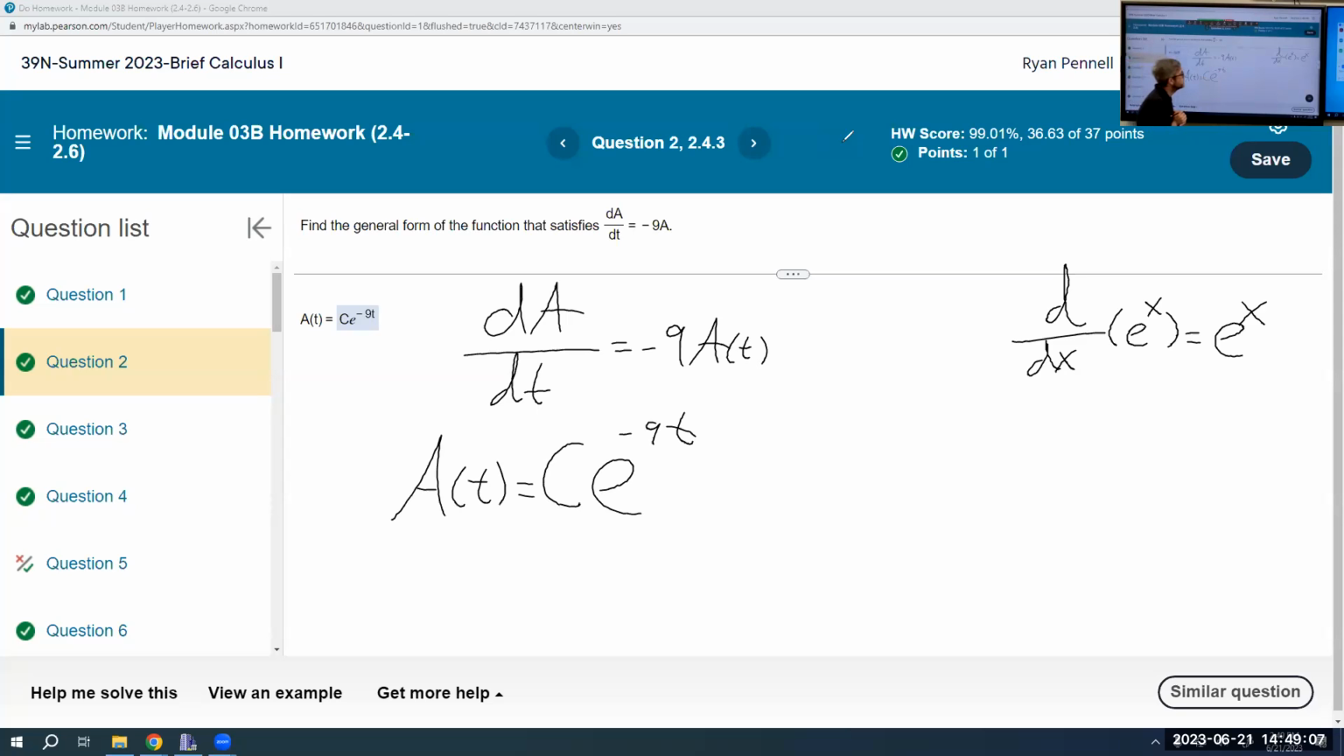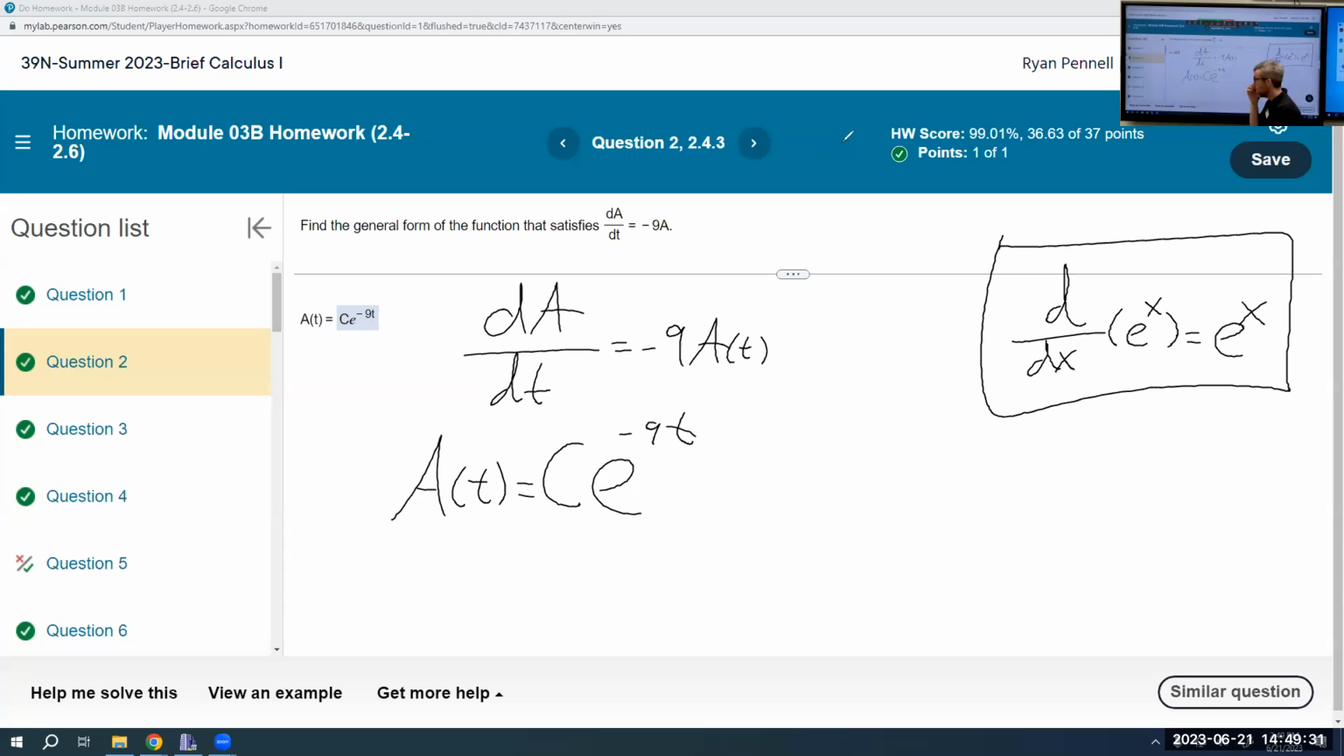So we're going backwards. We're starting with the derivative and finding the original function. That's pretty strange, but we can do that because of its special property of giving back itself. So that's the first two questions that I wanted to go over.